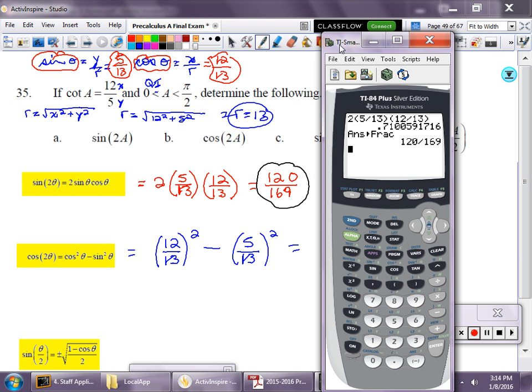All right, so putting this in, clearing the distractions. Parentheses, and remember the square goes outside, divided by 13.